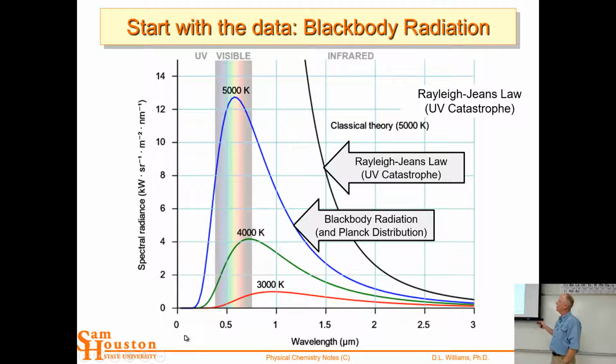So anyway, we have blackbody radiation and the Planck distribution, and then we have that Rayleigh-Jeans law. This is the classical theory at 5,000 Kelvin. Of course, it goes to infinity, and so that was the UV catastrophe. So this is the data, and this is a pretty complex system, right? This is atoms in a hot object, and they're vibrating in 3 dimensions, and they're emitting photons of light at all different kinds of wavelengths.